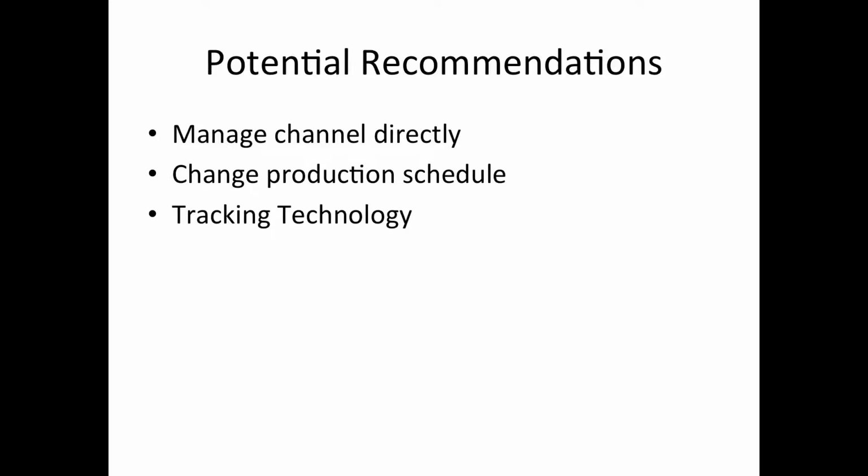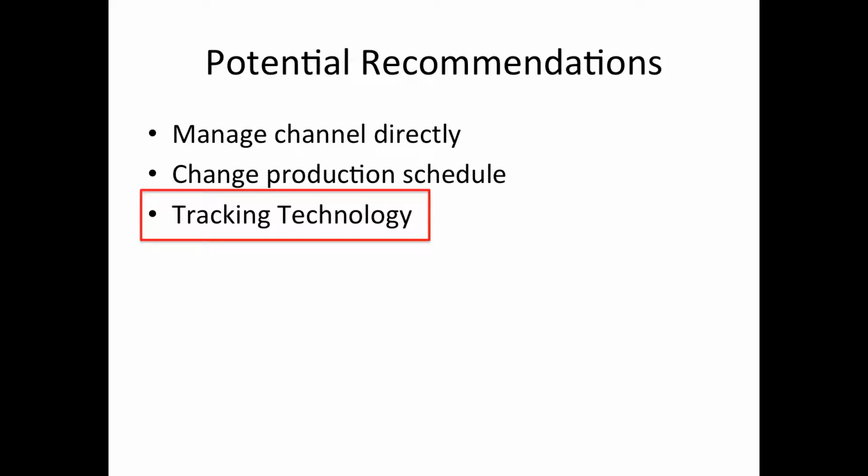So the first one is that Banana Computer may manage its supply chain channel directly. Right now, they outsource the logistics to a third-party vendor, and they thought that perhaps they could do a better job managing it than the third party. The second one is they could change the production schedule so that it incorporated some of the variability within lead times. What this would do is it wouldn't reduce the lead time variability, but it would reduce the cost of the lead time variability. And the third possible solution was that they would implement some type of tracking technology. And of course, this is the solution that we ultimately recommend that Banana Computer would implement.